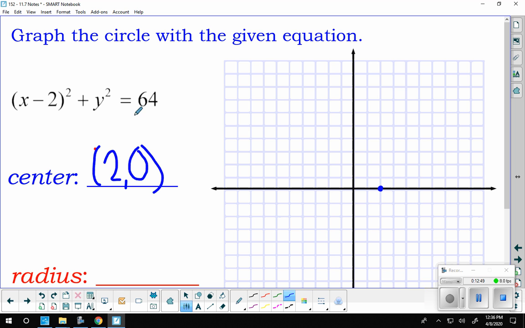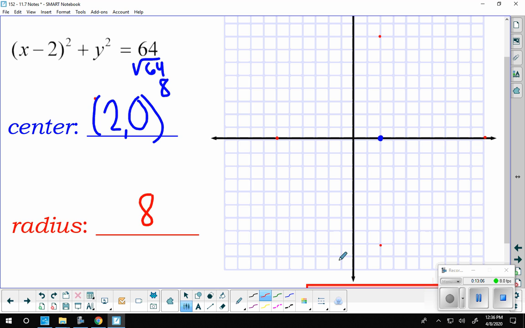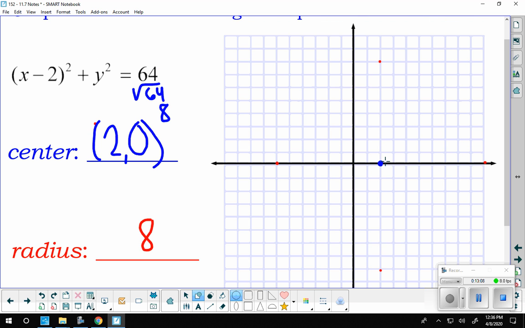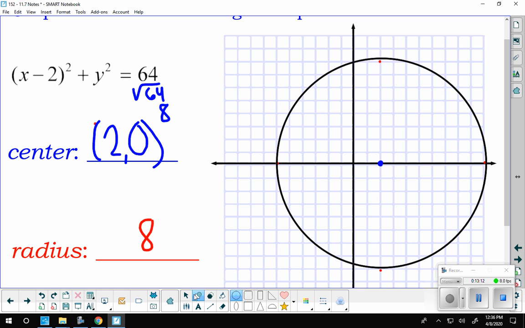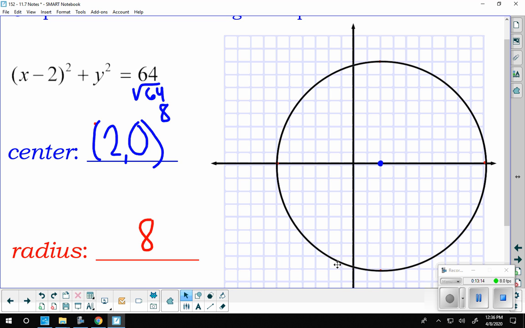And then 64, well, what times what gives you 64? You could figure out what the square root of 64 is, and it's 8. So my radius is 8. So let's go to the left 8, to the right 8, up 8, and down 8. And that's a nice big circle, since it has a bigger radius. There we go.